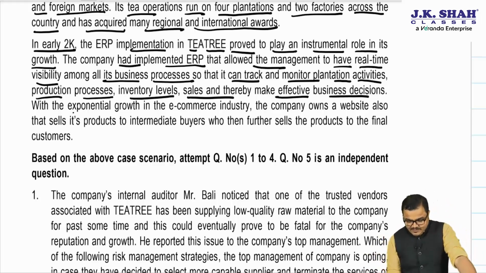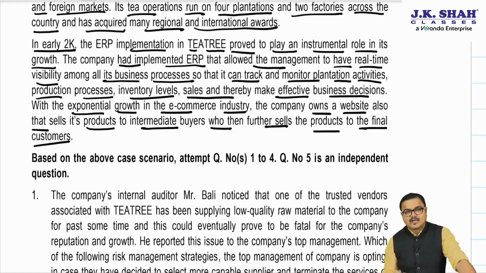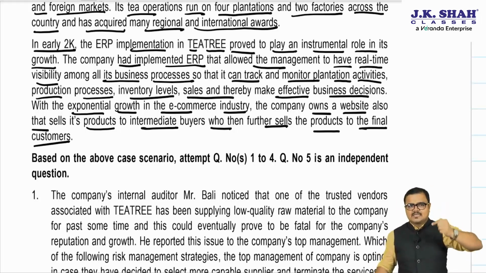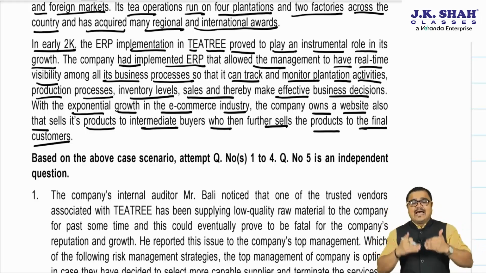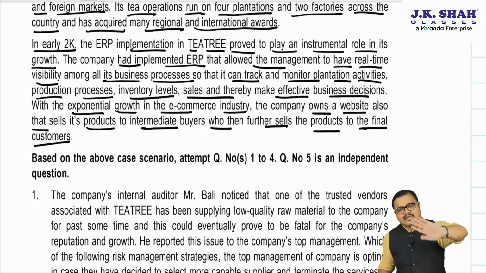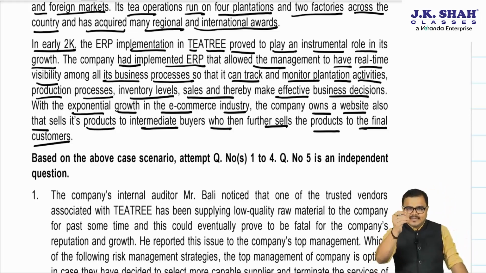Now, with an exponential growth in the e-commerce industry, the company owns a website also. So chapter number 4. It sells its product to an intermediate buyer who then further sells the product to the final consumer. So they are selling to an intermediate and the intermediate to the final consumer. Correct. It is just like vendors who give their product first of all to Amazon, and Amazon then sells it to the consumer. So the relationship between this tea company and Amazon would be B2B. One businessman is helping another businessman, and then that particular business person is going to sell the product in the open market. So it's a B2B relationship over here.